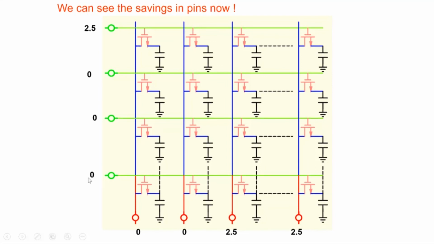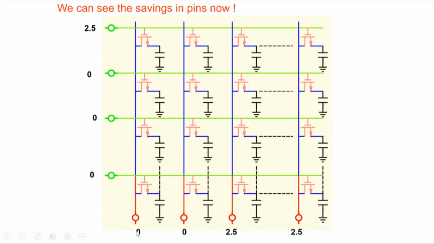How do we do that? Let's say we want to do it with this row. We put 0, 0, 0 here. When we put 0 here, all the transistors are off. Note that 0 volt is going to the gate, so all those transistors are off. Only this row is provided with 2.5 volts, so all these transistors are on.